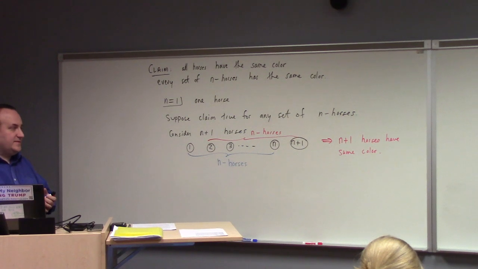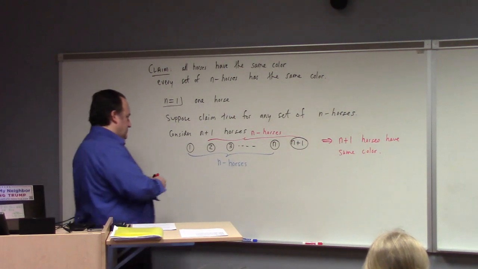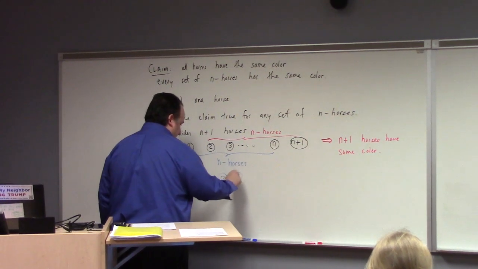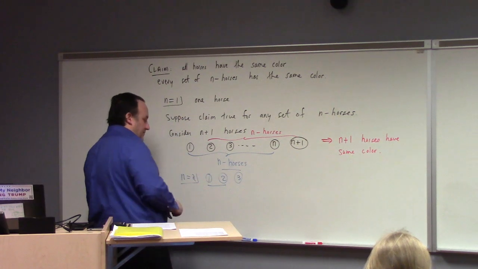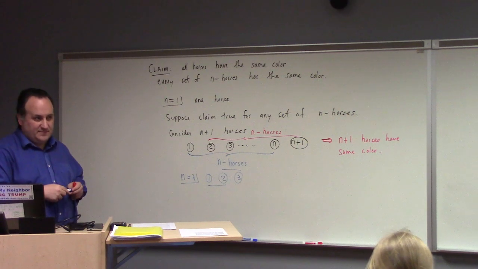This illustrates something that has to be true about our induction arguments: n has to imply n plus 1 for any n greater than or equal to 1. Right? Is this okay for n equals 2? If I've got 2 horses and I add a third one, what's that look like? 1, 2, 3, right? So I've got the first and the last, right? And if I have n equals 3, and I look at n plus 1 being 4, I've got 2 that are in the intersection, right?